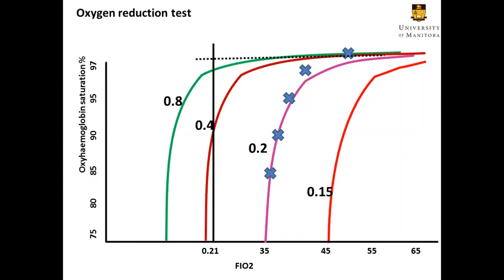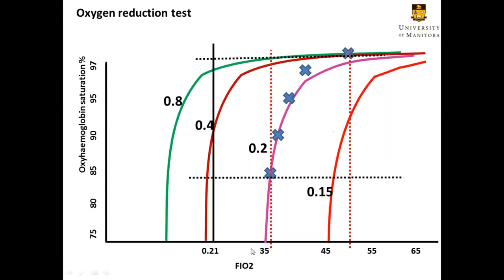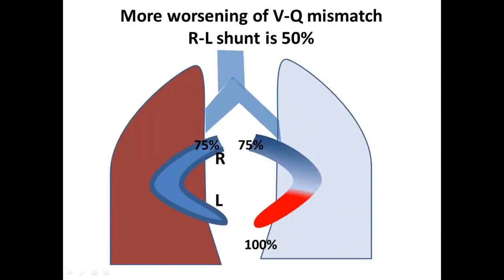So when we reduce the oxygen, you lose too much oxygen, and you have just a little bit of movement in FiO2. So when you move his oxygen from 45 or 47 to 35%, you have a significant drop in his saturation. So he's very sensitive to oxygen reduction. That's VQ mismatch. And when you increase the oxygen back, he will improve. That's different from right-left shunt.